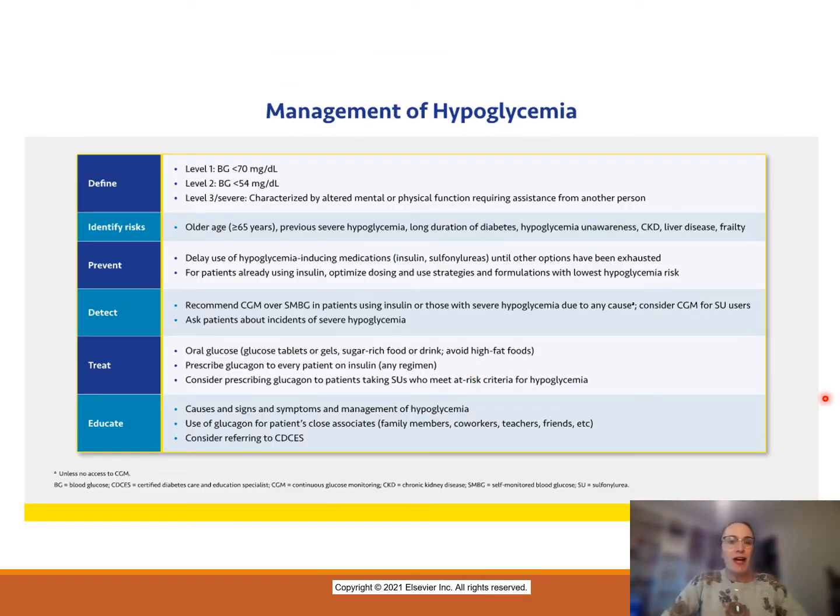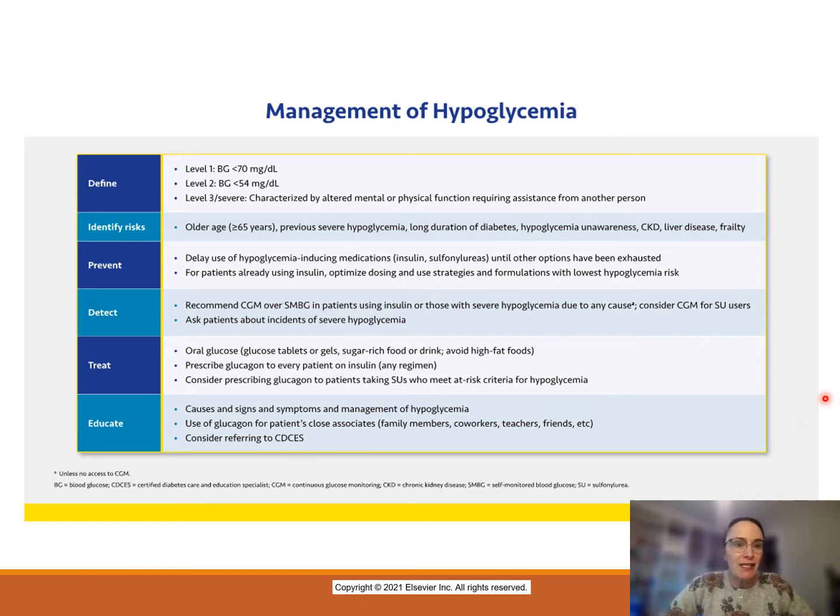All right, management of hypoglycemia. The reason why this is really important is because a lot of times with patients, they may have a different blood sugar goal than you have. So this diagram talks about levels of blood sugars. Some of us refer to them as mild, moderate, and severe.